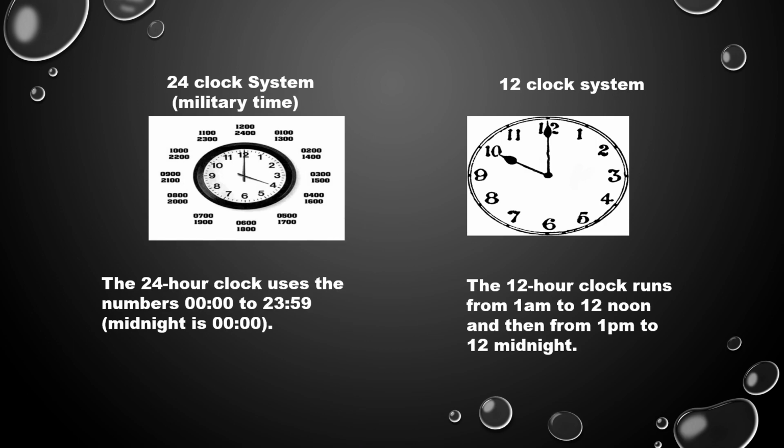There's two systems, the 24 clock system and the 12 clock system. The 24-hour clock uses the numbers 00 to 23:59. Midnight is 00. The 12 clock system runs from 1 a.m. to 12 noon, and then from 1 p.m. to 12 midnight. Good.